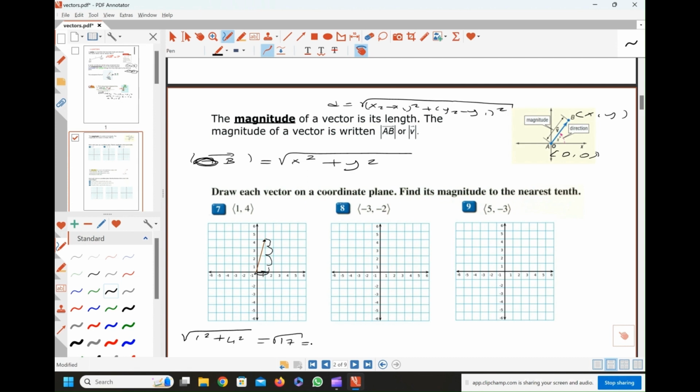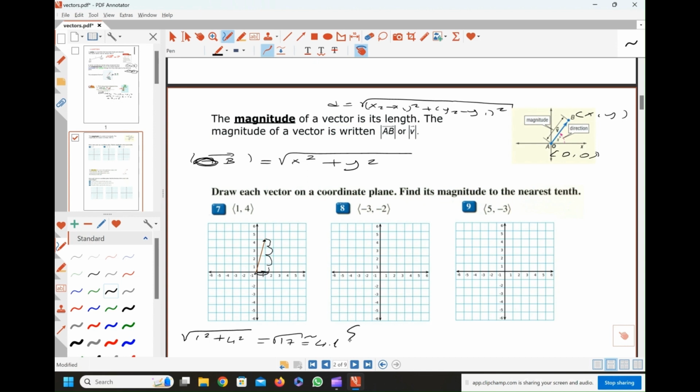Use your calculator and round it to the nearest tenth. So it's going to give you approximately 4.1. It says round to the nearest tenth. So after the point, you need to write only one number. So 4.1 is the answer for exercise 7.